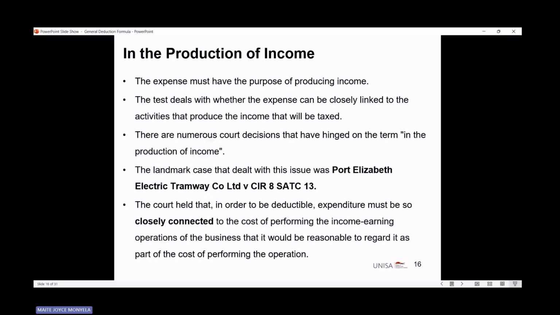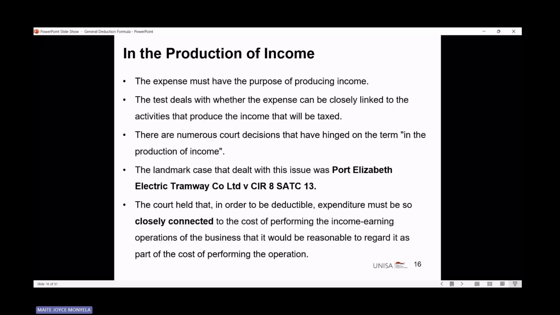Therefore, there are numerous court decisions that have hinted at the meaning of in the production of income. So for this level, you must also be able to apply. After applying the definition and the requirement, you must also be able to quote the case. There is a case that deals with in production of income, which is Port Elizabeth Electricity Company versus CIR.